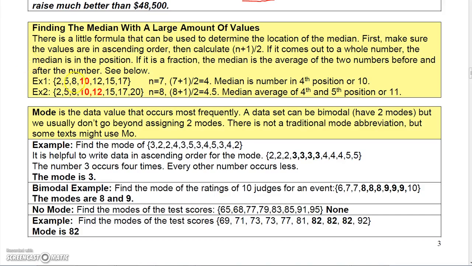If you have a large number of values, there is a formula you can use to find the median. Basically, if you have an odd number of values, you add 1 to the number. 7 plus 1 is 8, divided by 2 is 4. So the median is the 4th position, which is 10. But if you have an even number of values, like here where I have 8 values, then I add 8 plus 1, divide by 2, and I get 4.5. So the median would be the average of the 4th and 5th position. In this case, it would be the average of 10 and 12, which is 11.